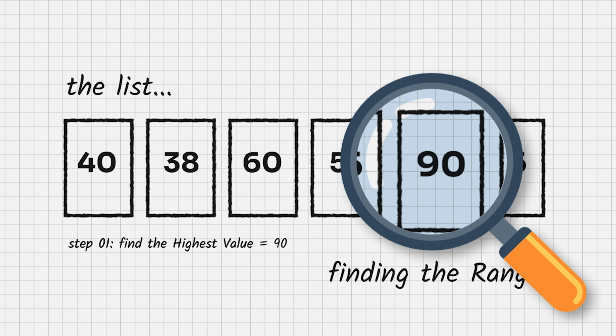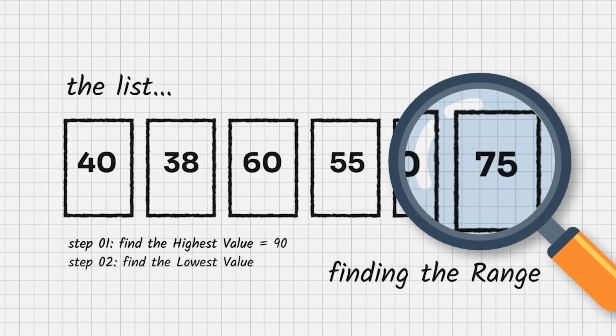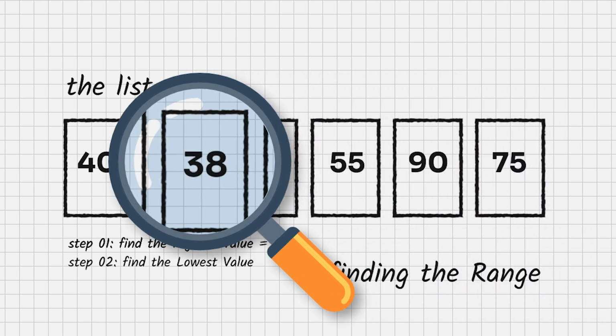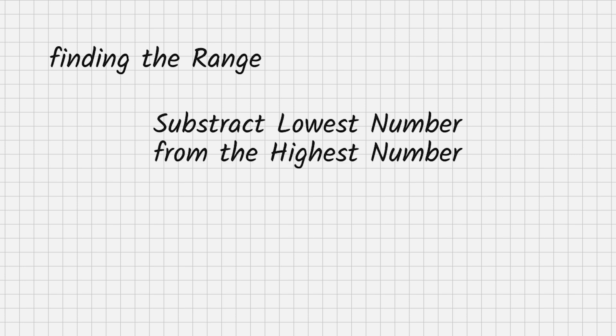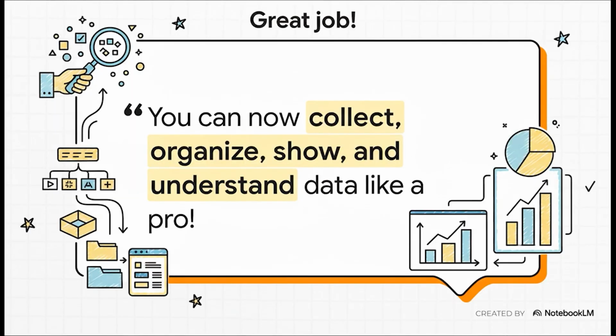Yep, you got it. It's 90. That's our highest score. And now for the lowest value. Which one is the smallest number in our list? Take a look. That's right, it's 38. Good job. And finding the range is super easy. All you do is subtract the lowest score from the highest score. So 90 minus 38 equals 52, and that's our range. It just tells us there's a 52-point difference between the highest and lowest scores. Simple.